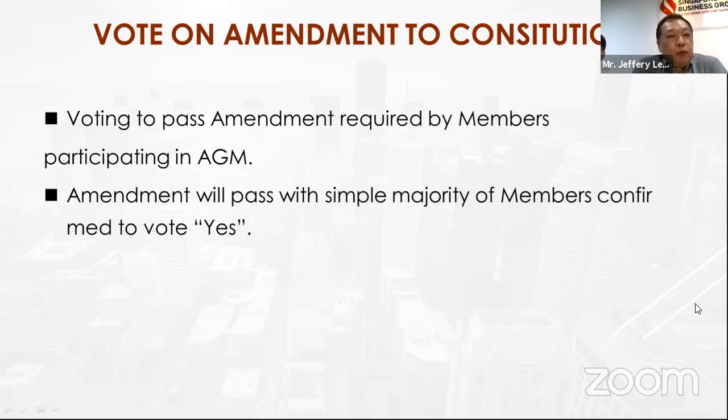Okay, we have completed the voting process, and the result is 96% of the members online have agreed to pass the amendment. So we will now update the constitution with the addition of Article 12 and the appendix for the formation of member subcommittees. So now we are happy to invite any of our SBG members to propose setting up a member subcommittee. Please feel free to contact any of our executive committee members, and we will work on this together with our members.